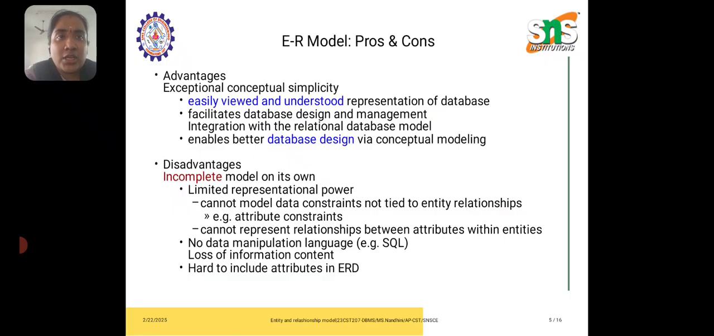The disadvantages of the ER model are that it is an incomplete model on its own, has limited representational power, cannot model data constraints not tied to entity relationship. For example, attribute constraints cannot represent the relationship between attributes within the entities, and there is no data manipulation language like SQL used, and it is hard to include the attribute in ERD.